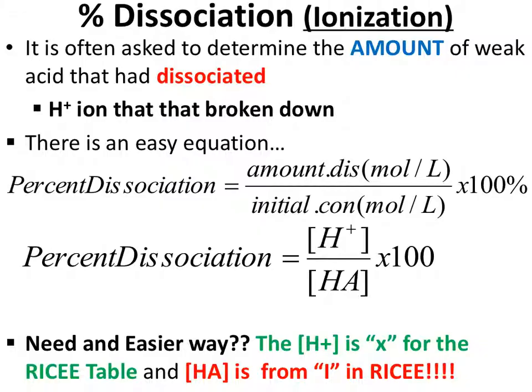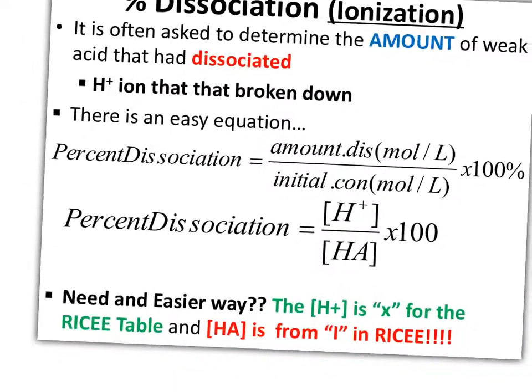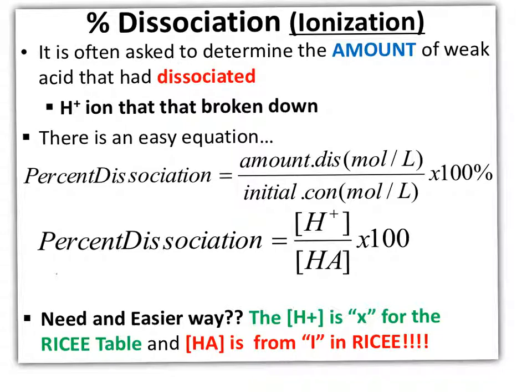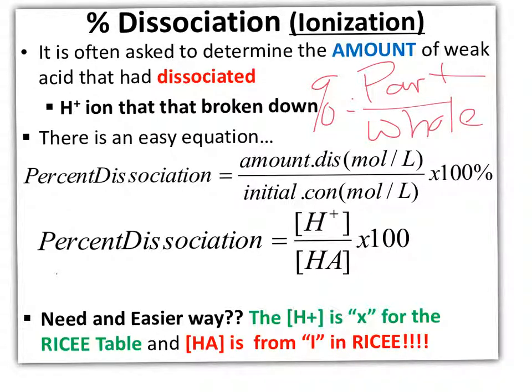Okay, percent dissociation. I've told you this is real easy. I've been telling you this for 2 years now. What does percent stand for? Part over whole. What does ionization stand for? Turning into an ion. If you think about it, ionization is we're trying to figure out how many ions are now in solution. What ion will be in solution of an acid? H plus.